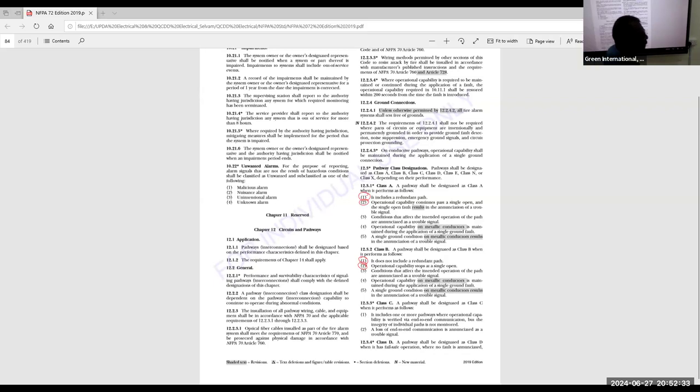Class A includes the redundant path. So redundant path means we have multiple paths. Class A has multiple paths. If one fails, we may go this side. If it fails, we go this side. This way, we have a different path to ensure the requirement. But see here, class B does not include a redundant path.